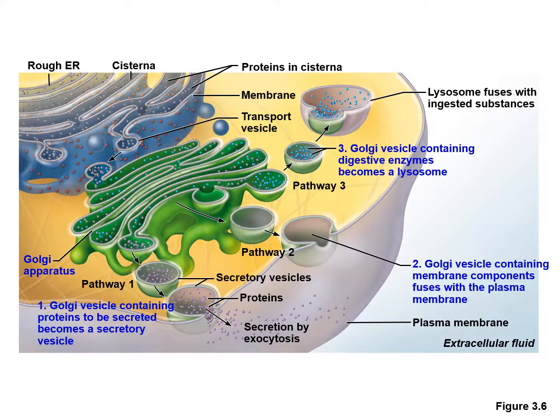So if you look at this figure in pathway 1, the Golgi apparatus is packaging one specific protein, and these proteins are to be secreted out of the cell. So a vesicle forms in the Golgi apparatus, which is called a secretory vesicle. The vesicle comes and fuses with the cell membrane, and then the contents of that vesicle get exocytosed out. That means thrown out or kicked out of the cell.